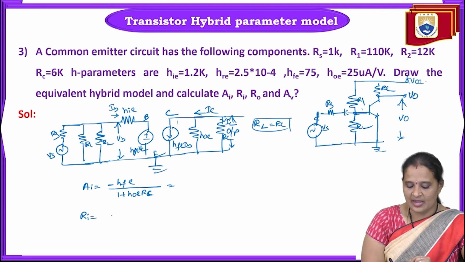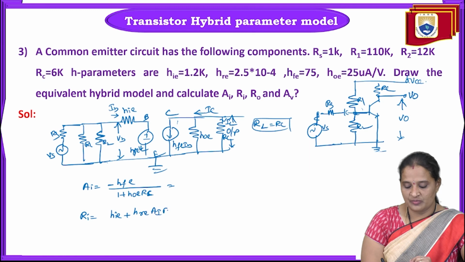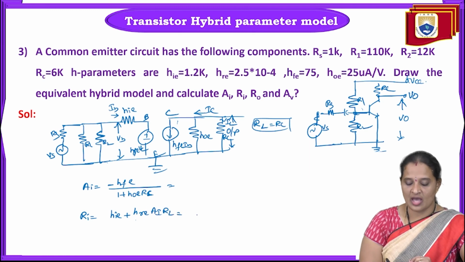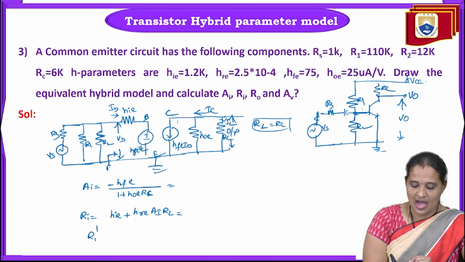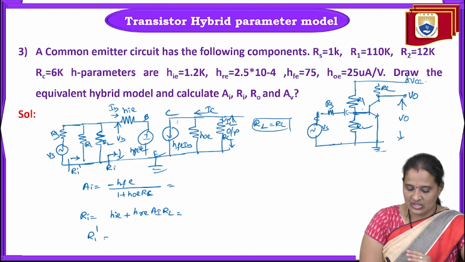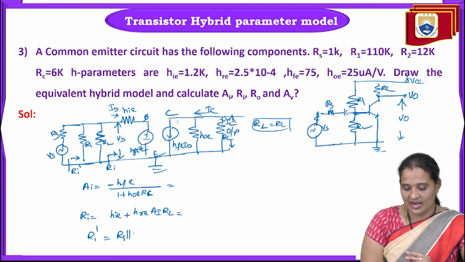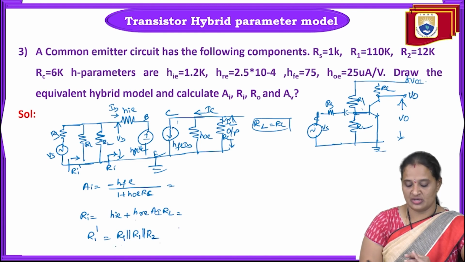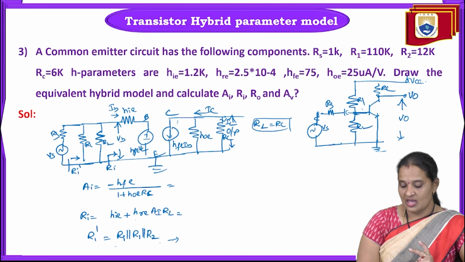And similarly, RA is equal to HIE plus HRE into AI into RL. So AI you are going to calculate from this, substitute and find out RA. Once it is done, then RA dash. So this is RI, and this is RI dash. So RI dash can be calculated as RI in parallel with R1 in parallel with R2. So RI you are going to calculate from this. Just substitute this in this equation so that we can calculate RI dash.